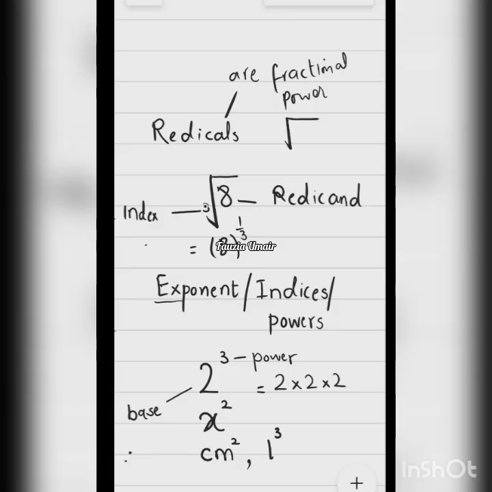If I say cube root of 8, or if I say 8 to the power 1 by 3, mathematically the answer is the same. Cube root of 8 is 2, and 8 raised to power 1 by 3 is also 2. So they are both equivalent forms. I hope the two things are clear up to this point, that is, what are radicals and what are exponents.